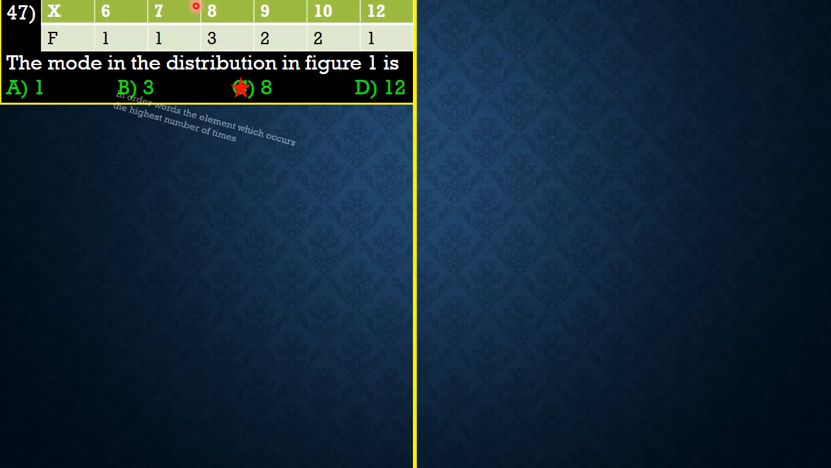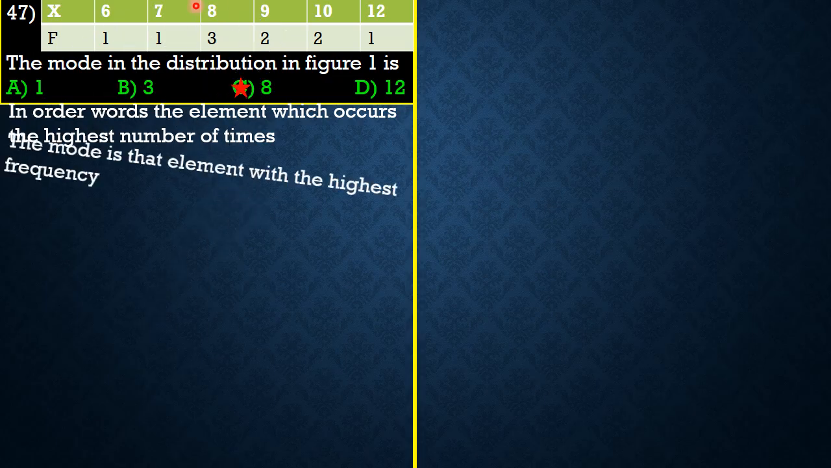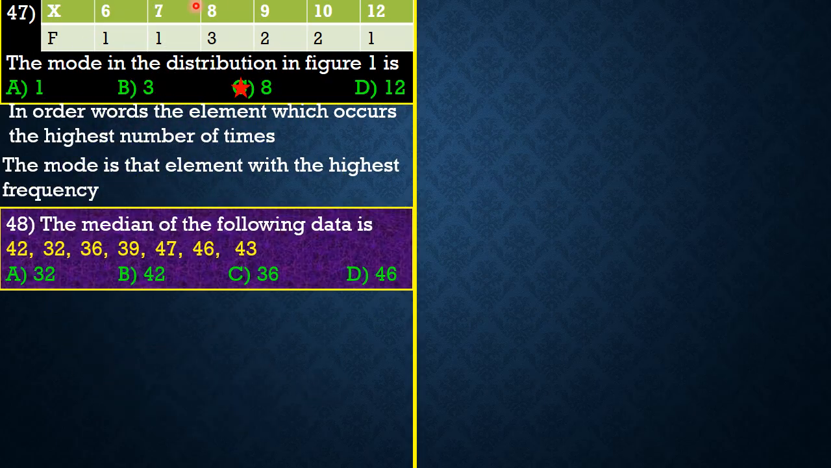Question 48, guys, reads that the median of the following data is... So guys, whenever we have data like this, the best method is simply to arrange the elements in ascending order, as they occur on the number line. So we start with 32, 36, 39, 42, 43, 46, 47. The median is simply going to be that element in the middle between all the elements. So we have 1, 2, 3, 1, 2, 3. So 42 has to be the median because it's found in between.